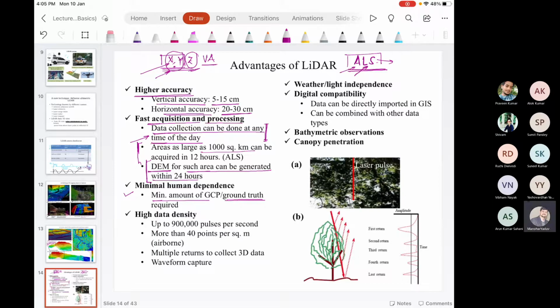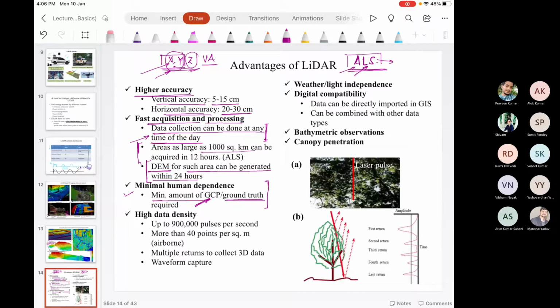And further, in some cases, refinement is required, just analyzing how accurately a point coordinate is calculated. But for those cases, only a few ground control points are required, and that is only for the check. So for generating a point coordinate, we don't require many ground control points.